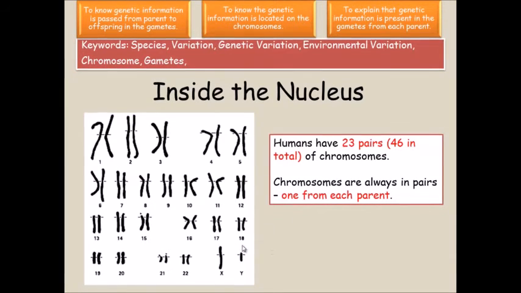The only exception to this is the 23rd chromosome, which is the sex chromosome, and you'll see down here it comes in the form X or Y. On the 23rd chromosome, if you're a female you'll have XX, and if you're a male you'll have XY.